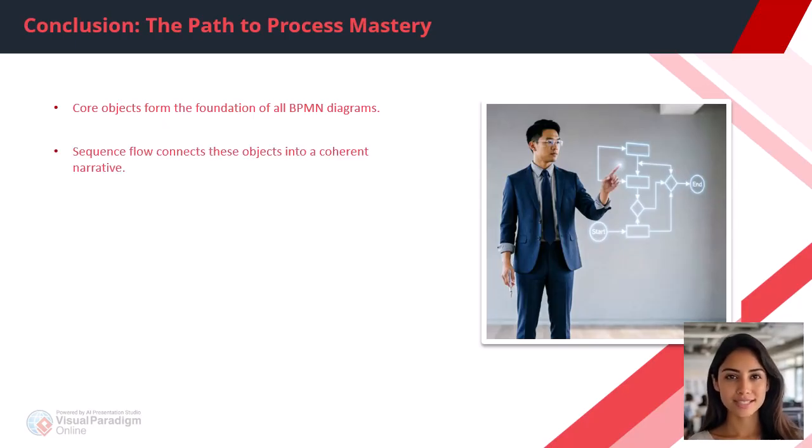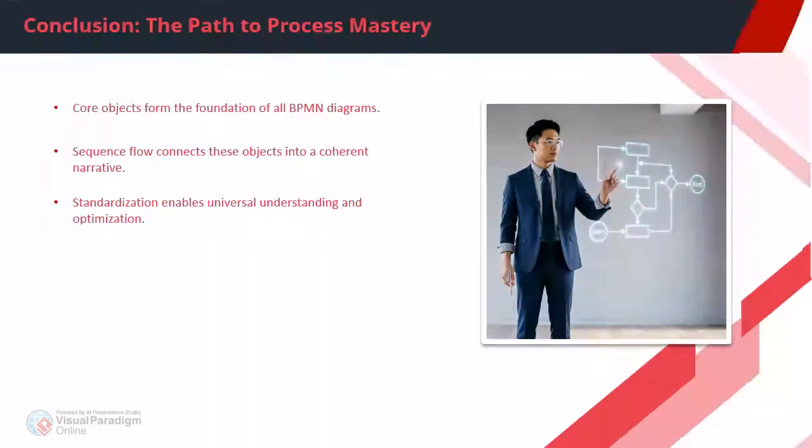The flow of the process is what brings the static shapes to life. Understanding how the token moves through the diagram is key to analyzing and optimizing performance. By using a standard notation, organizations can design, analyze, and optimize processes with confidence. This universal understanding is the key to continuous improvement.